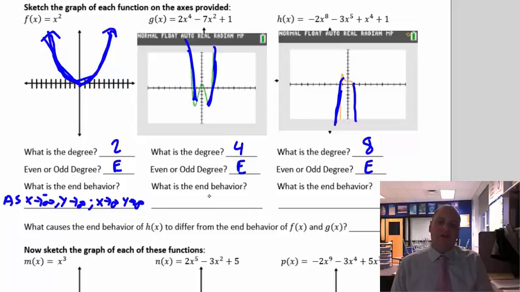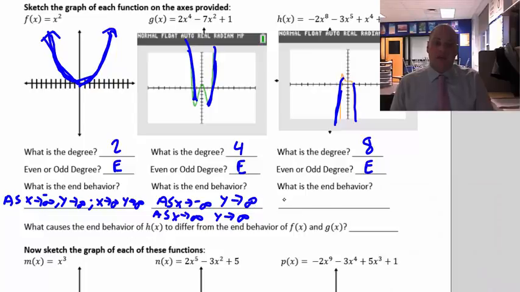This one here, I can't fit it all, so I'll do two lines. As x approaches negative infinity, it's the same thing: y approaches infinity. As x approaches infinity, y approaches infinity. So it's infinity, infinity. This one here is as x approaches negative infinity, y approaches negative infinity, and as x approaches infinity, y approaches negative infinity.